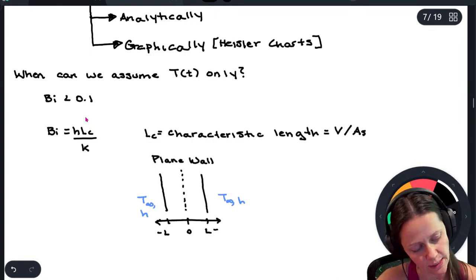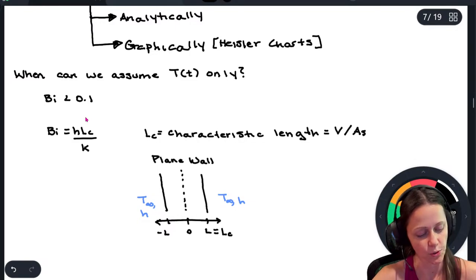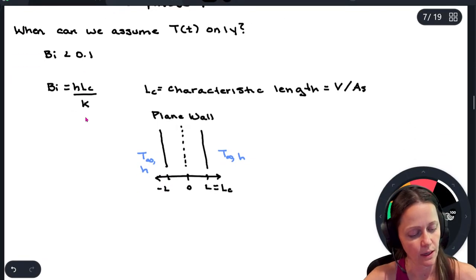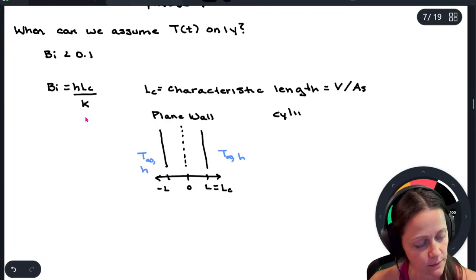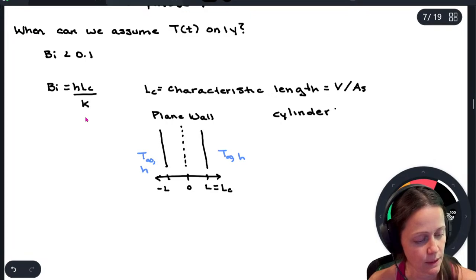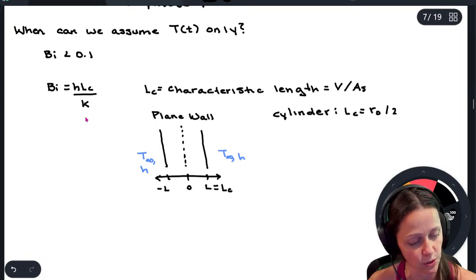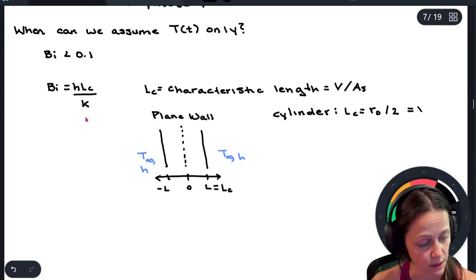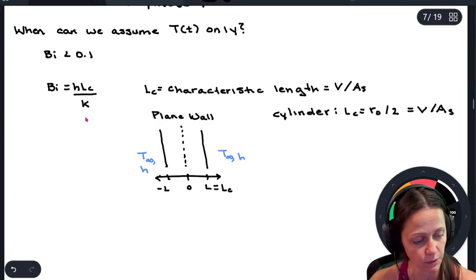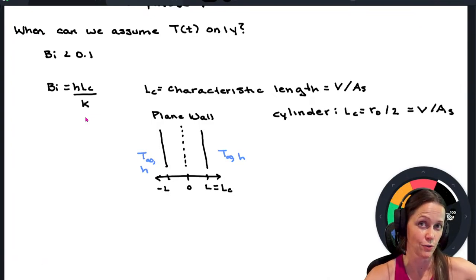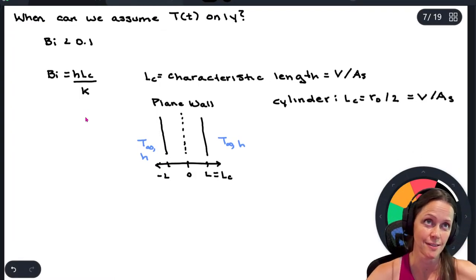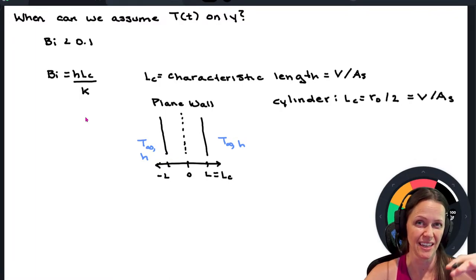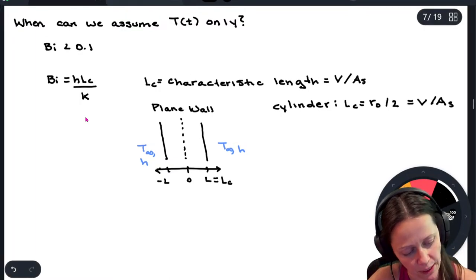And so that characteristic length would be just L. So it's the half width of a wall. For a cylinder, that Lc is equal to R0 divided by 2. That's the V over As. If you watch the video, that's neglecting the surface area at the ends, unless it's a short cylinder, that area at the ends is pretty negligible.